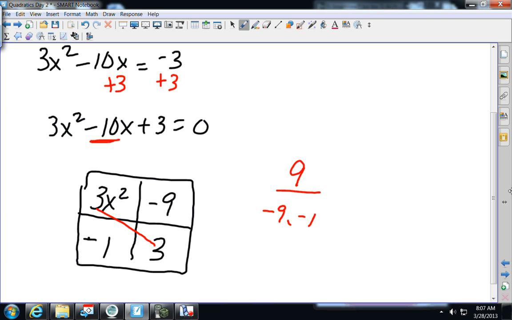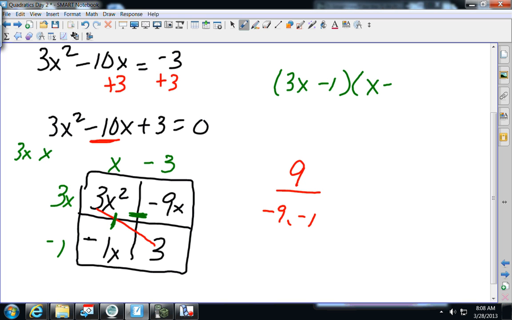Negative 1. 3x squared splits up as 3x and x. Out of these two boxes, does 3 go into both numbers? Yes. So a 3x goes here. Oh, I forgot my x's. There we go. So then the x goes up here. Now, 3 times what is negative 9? Negative 3. X times what is negative 1? Negative 1. So my factors are 3x minus 1 times x minus 3 equals 0.